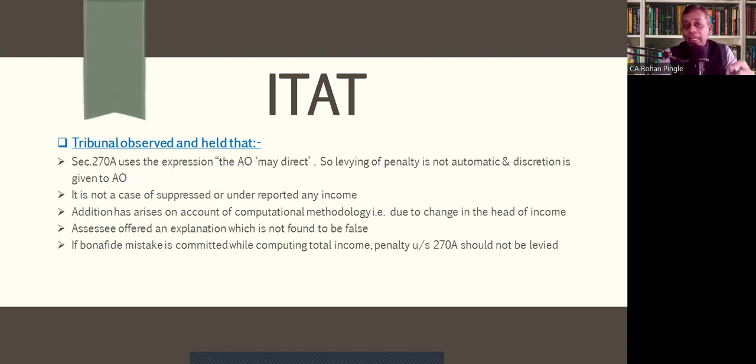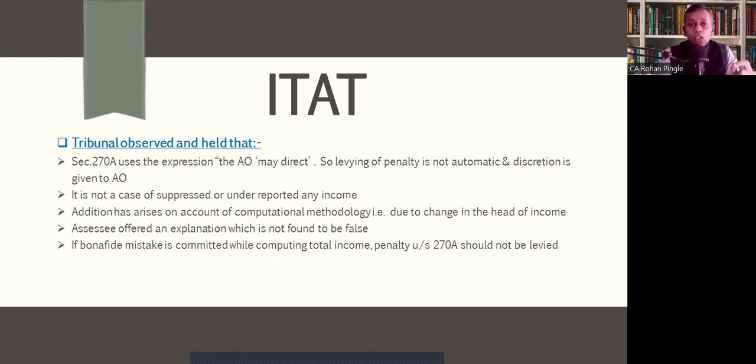Tribunal observed and held that Section 270A uses the expression "the AO may direct." So levying of penalty is not automatic, and discretion is given to the AO.